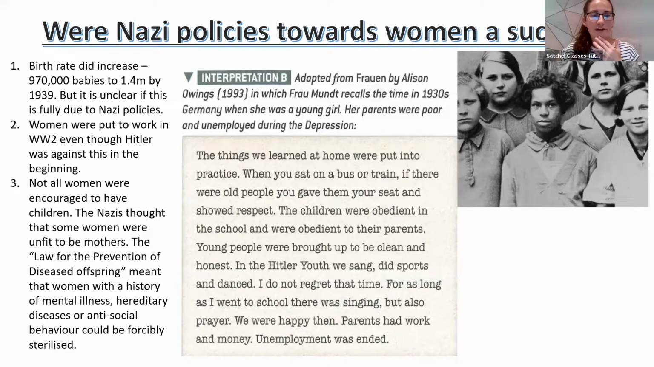We've got the Law for the Prevention of Diseased Offspring. Now, unfortunately, that did work. He did get a lot of women sterilised, forcibly and voluntarily. So it's a mixed bag here in terms of success. It's very much an individual thing, as well as looking at it as a whole.